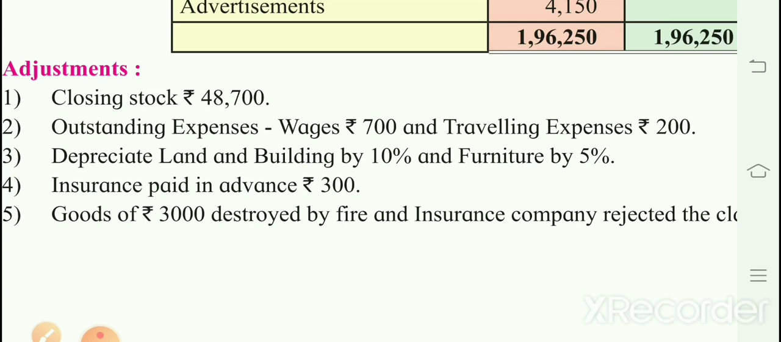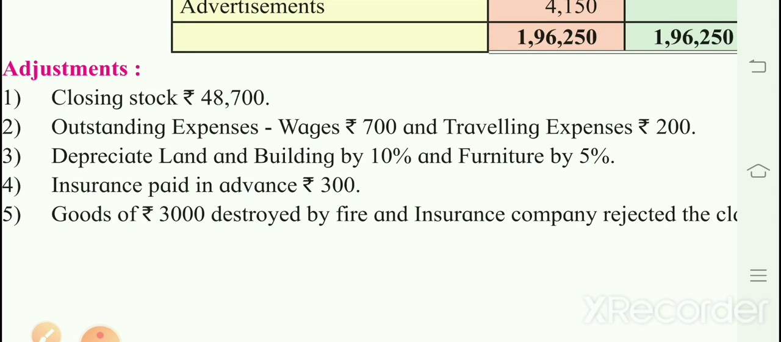Then, similarly, see the amount of furniture, 38,700, we have written on asset side. Charge 5% depreciation on this amount. The amount of depreciation on furniture will be 1,935. So deduct this amount from asset side from furniture, and second effect will be given to debit side of profit and loss account.